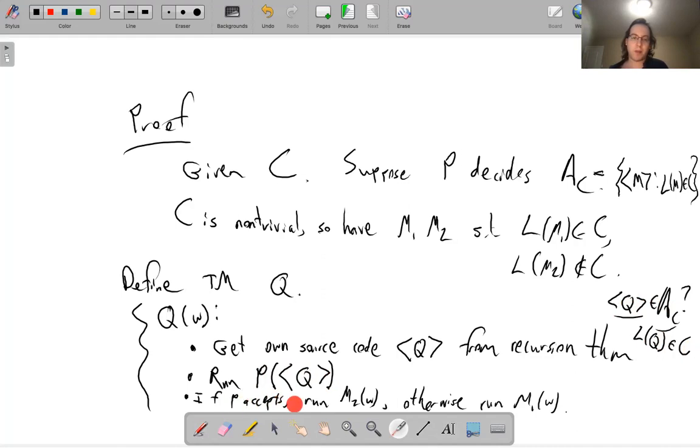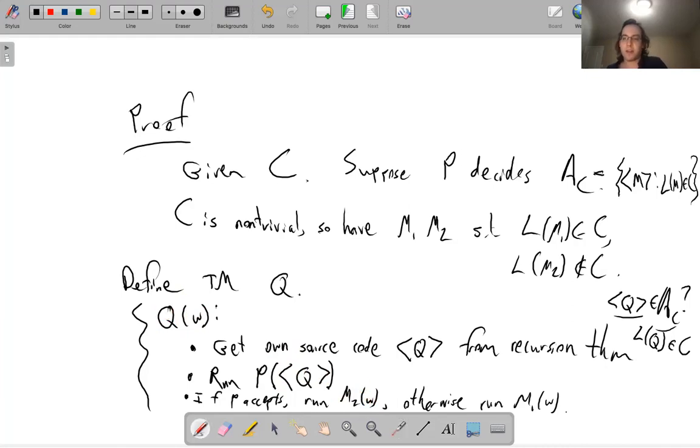And if P accepts, then what happens? Then Q just runs M2 on W. Note that if P accepts this description of Q, then on every input W, Q ends up running M2 of W. So basically, Q becomes M2. There's an intermediate step where Q is simulating P on its own source code, but we've supposed that P accepts its own source code, so that first part always accepts. Essentially, Q does the same thing as M2, so the language of Q is the language of M2.